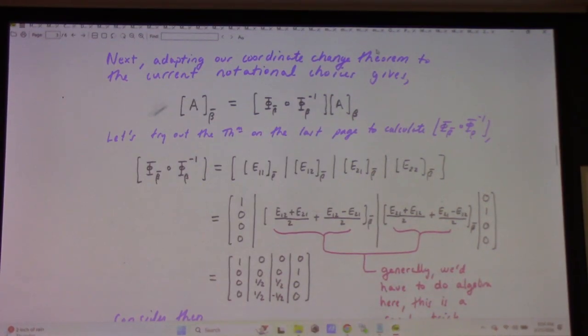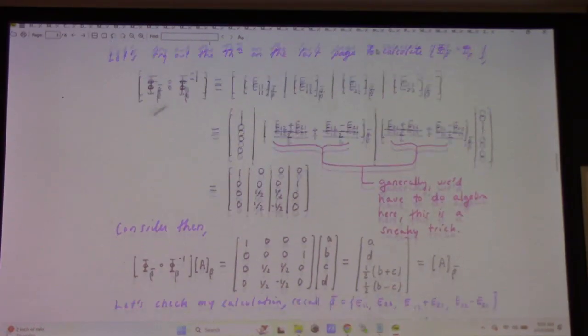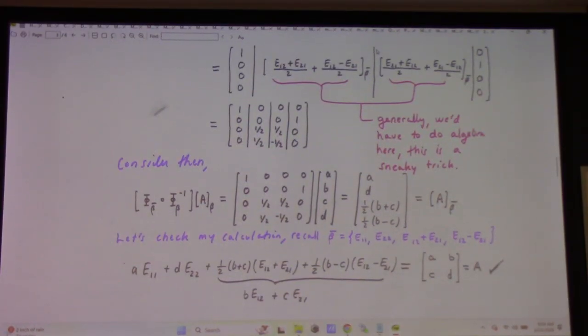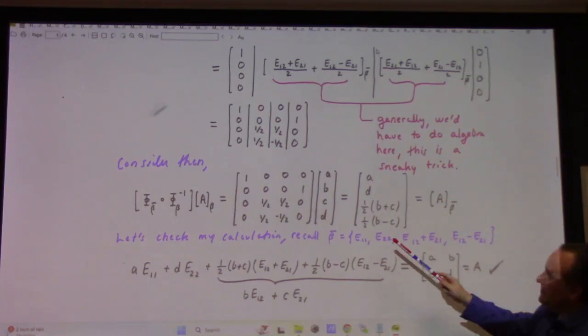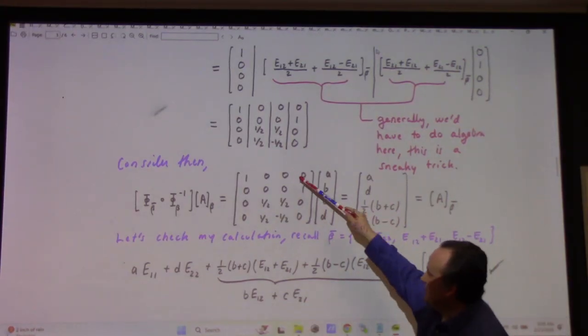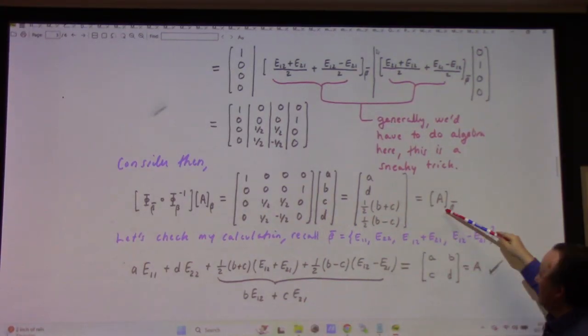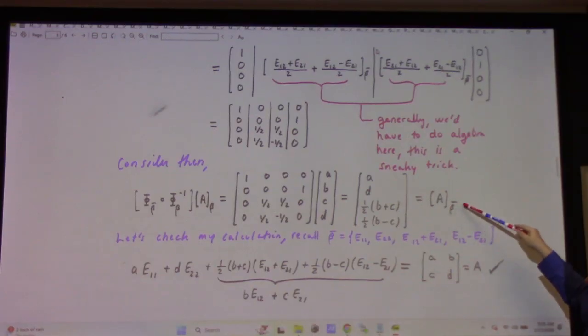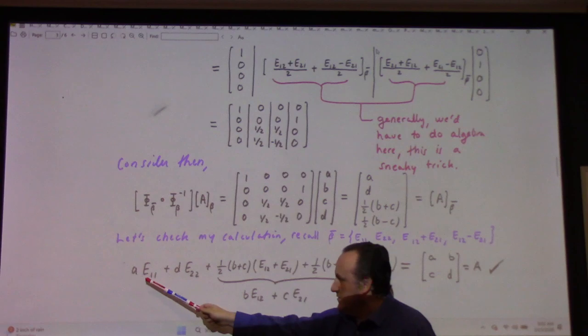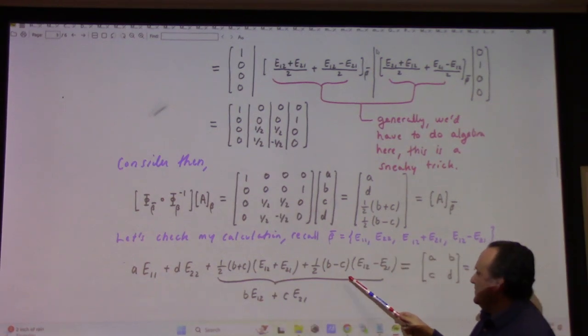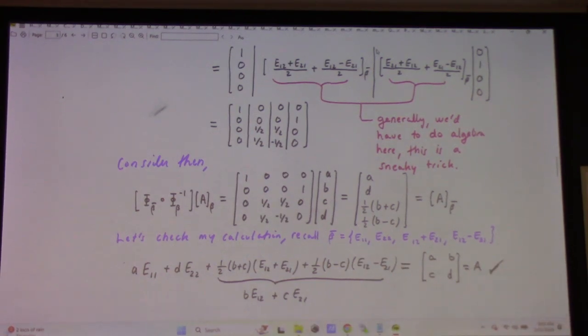And so lo and behold, I can multiply my coordinate vector with respect to the usual basis times this change of basis matrix. I get that. That's the coordinate vector of the matrix with respect to the beta bar basis. And I can check my calculation. If I take those as my weights for the linear combination, I reproduce ABCD, as I ought to.